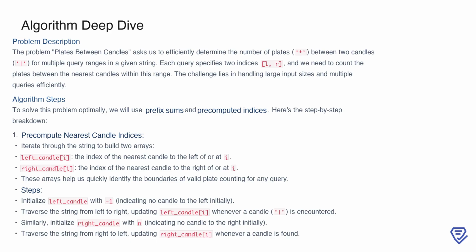Initially, left_candle is set to -1, implying no candle exists to the left of a position. We then iterate through the string from left to right, updating this array whenever we encounter a candle. Similarly, for right_candle, we initialize it with the length of the string, indicating no candle exists to the right initially, and update it while traversing the string from right to left. These arrays allow us to define the boundaries for valid plate counting in constant time during query processing.